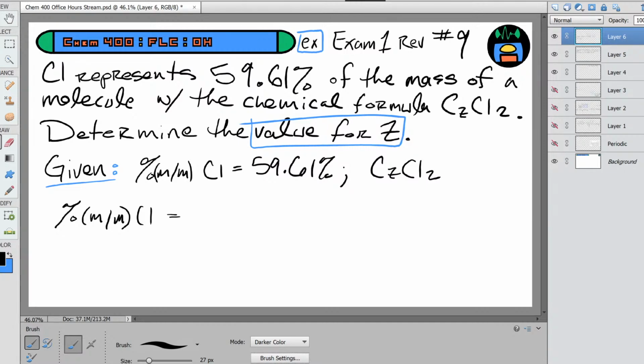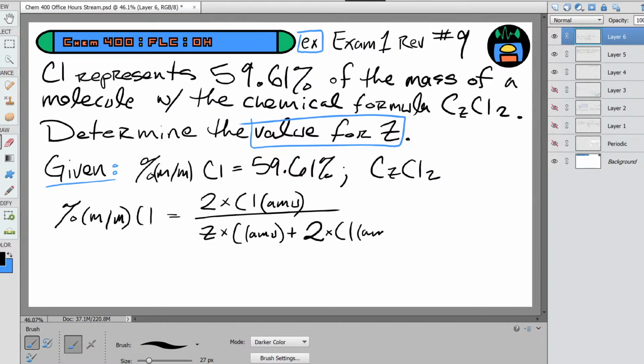So what does percent mass equal? Well, for chlorine, it equals 2 times the mass of chlorine, which we get from the periodic table, divided by the total mass in the molecule, which is Z times the molecular weight of carbon in AMU, plus 2 times the AMU for chlorine, times 100. That's the percentage.